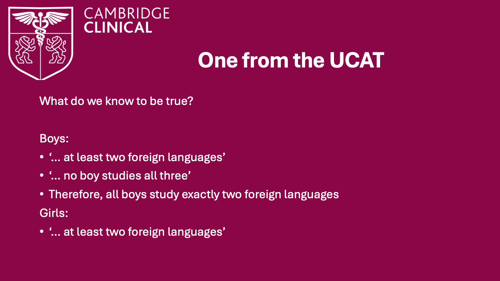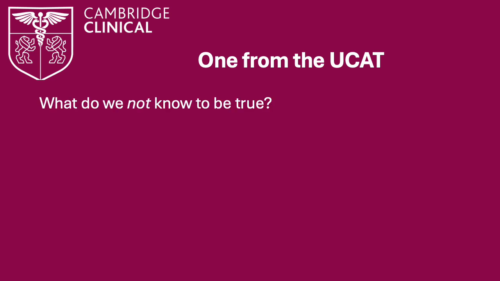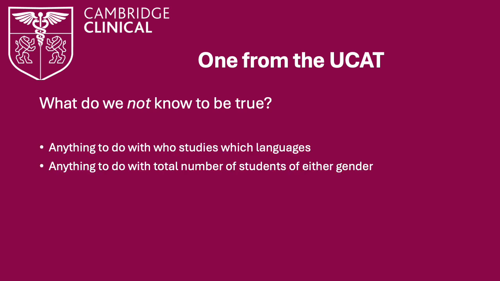If we think about the girls now then, it says that all girls study at least two foreign languages, and we know that there are only three foreign languages available at the school. So we can say that therefore all girls study either two or three foreign languages. It might also help, again, even before we look at our answer options, to consider what we definitely do not know as a result of what we've been told. For example, here we know nothing to do with who studies which languages. We also don't know anything to do with the total number of students of either gender studying any language.